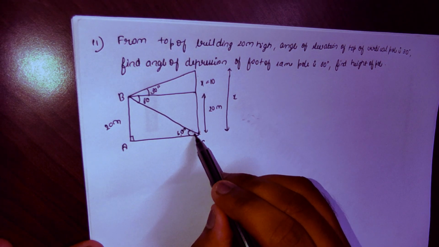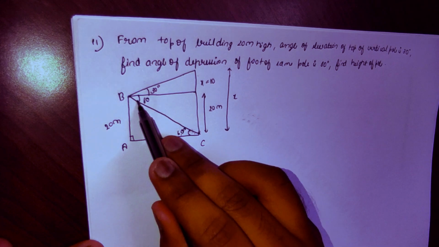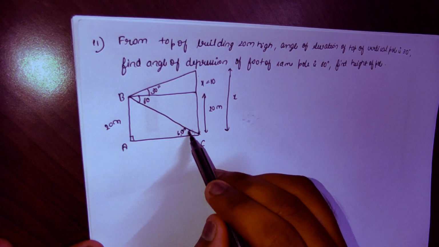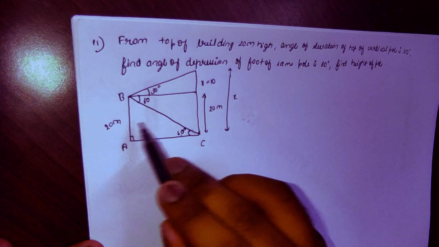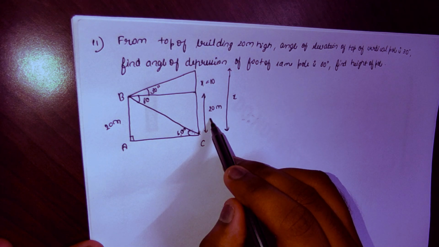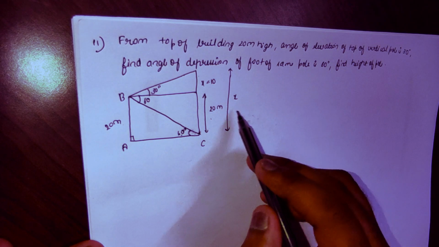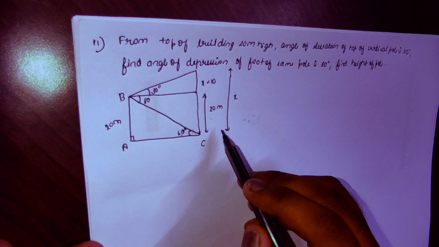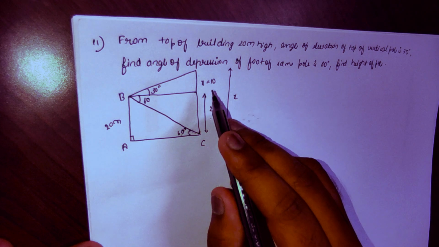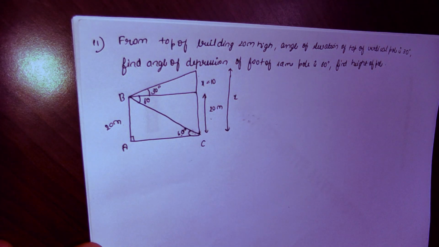This is 60 degree. When this is 60 degree, when we draw a rectangle, this also becomes 60 degree. Then this side is 20 meter, this is 20 meter, because both are the breadth of the rectangle. Now we have to find the height of the pole. You have to find the total height of the pole.